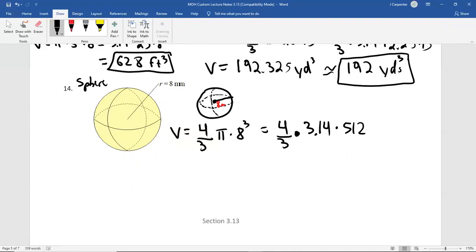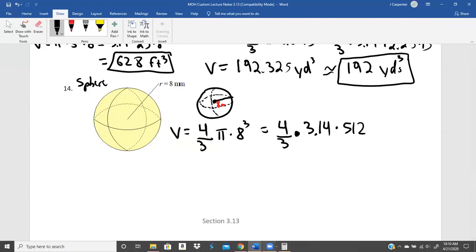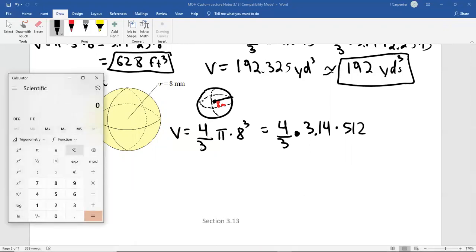And again, it's going to get really ugly if I try to do the rest in my head, so we're going to go to our calculator. So let's clear this. 4 divided by 3 times 3.14 times 512. And we get, drum roll, 2143.573333333333.